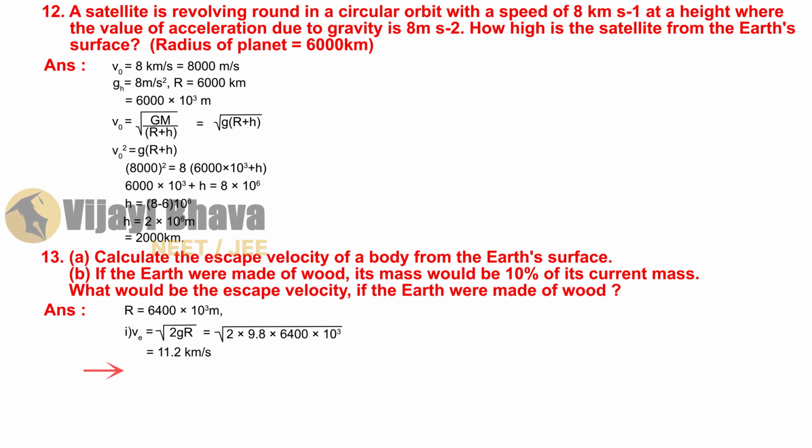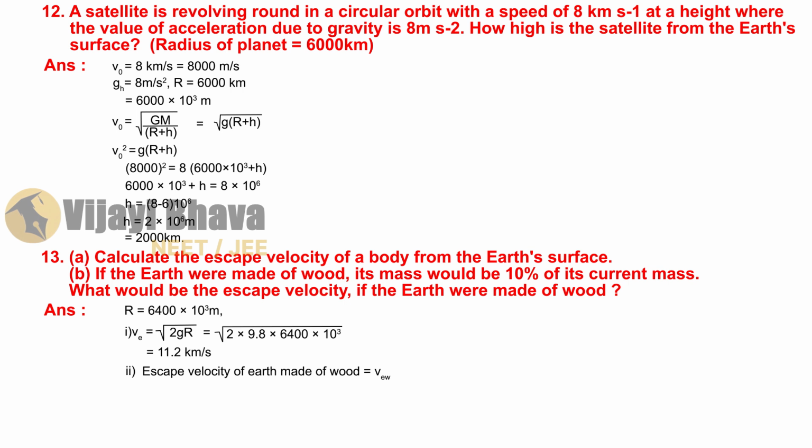Now moving on to the second bit in the same problem. The escape velocity when Earth is supposed to be made up of wood is taken as VEW here, and the escape velocity of ordinary earth is taken as VEE in this numerical. Also, the mass of the earth when it is supposed to be made up of wood is taken as MW, and mass of the ordinary earth is taken as ME.